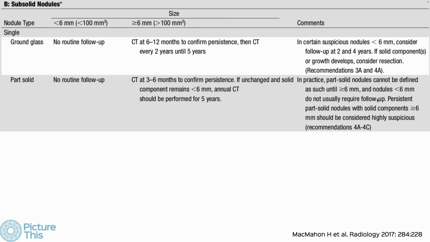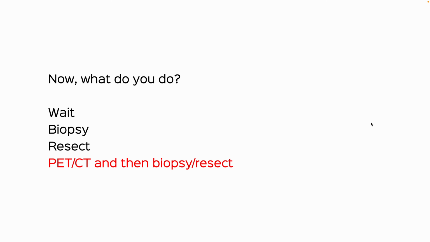You could use the Fleischner Society guidelines for subsolid nodules and say that, okay, this is part solid, it's greater than 6 millimeters. As a rule, you assume this to be very highly suspicious and deal with it accordingly. And it is a suspicious lesion because you've got three components and it's very complex. So what would you do? Wait, biopsy, resect, PET, CT.